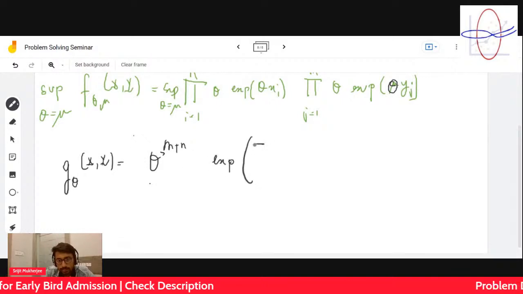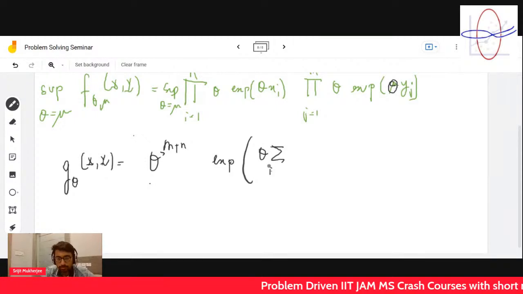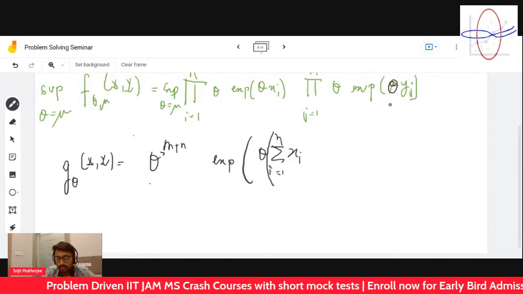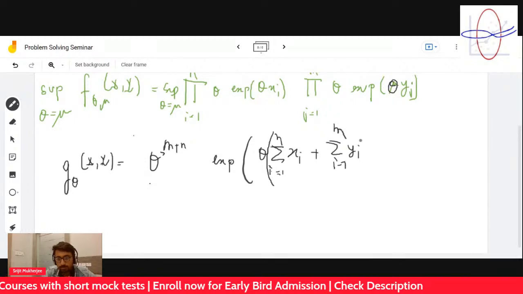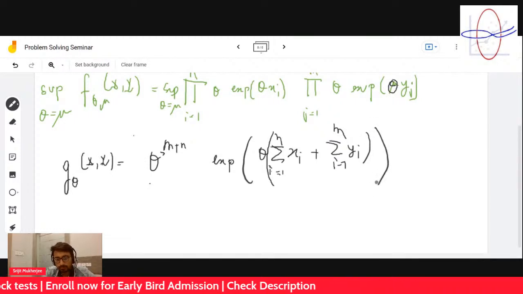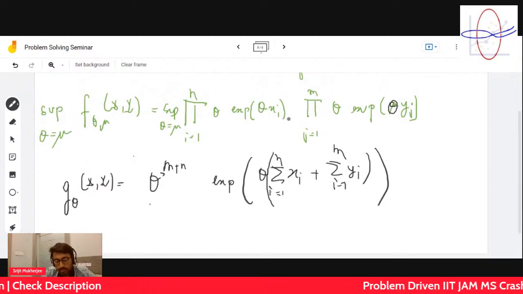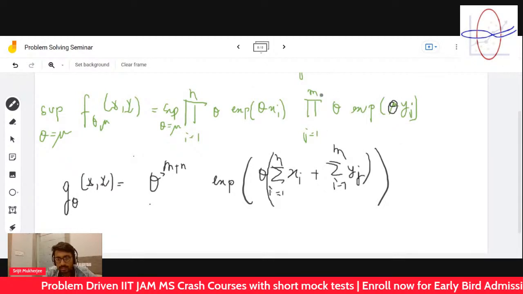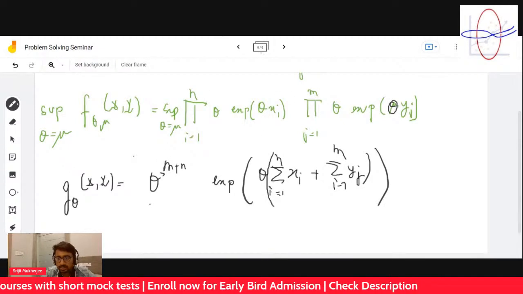Exponential. This is the summation of theta, summation of i from 1 to n of xi. There's another theta over here, plus the summation of yj from 1 to m of yj. This is what we have got till now. Exponential theta came with the summation of xi, and here exponential theta, common, summation xi, summation yj, sorry. And theta m times here, so theta to the power m, and theta n times, theta to the power n. Did you understand this equation, guys?